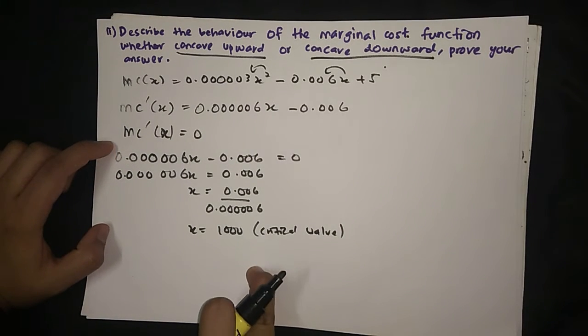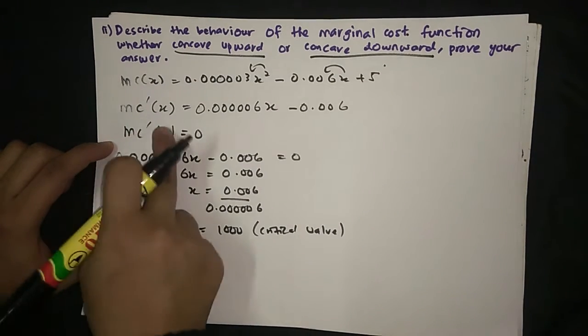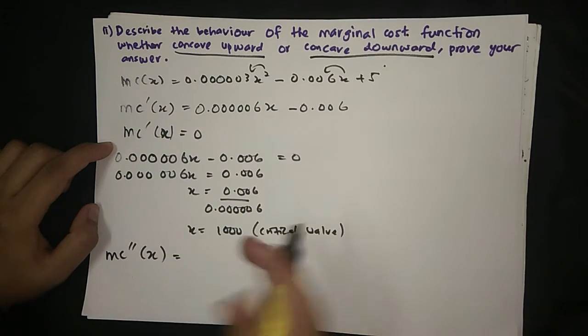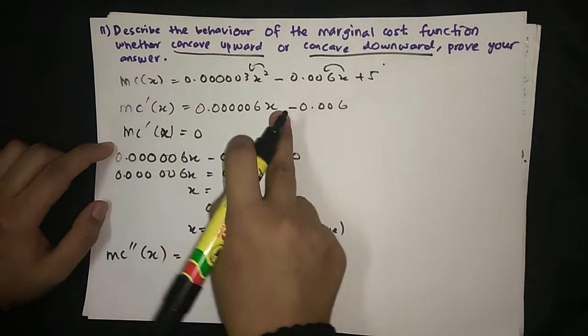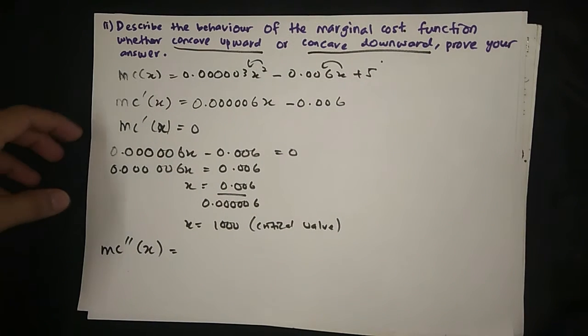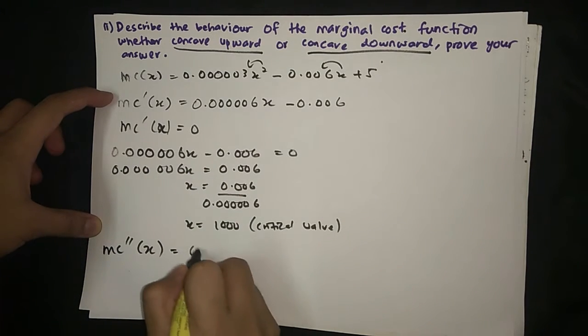So now we want to know, is it concave upward or concave downward? We take the first MC derivative and make the second derivative using it. Okay, so it becomes 0.00006.